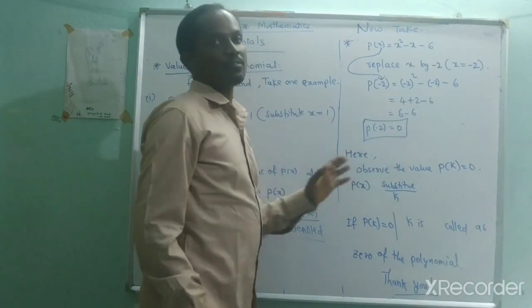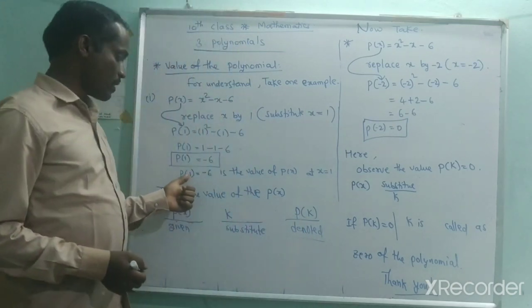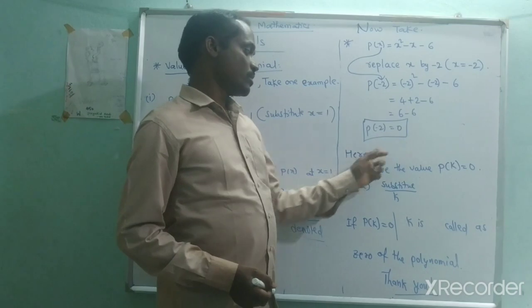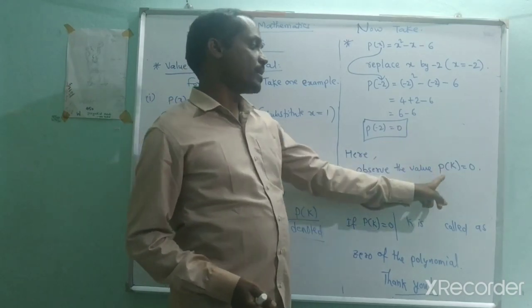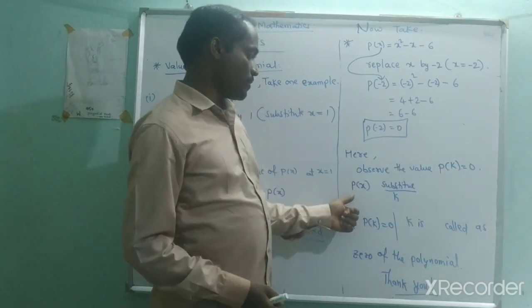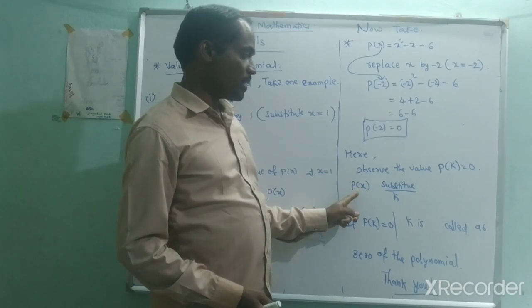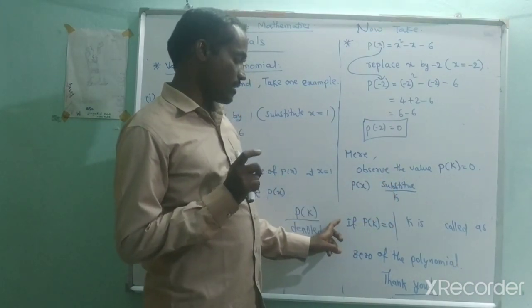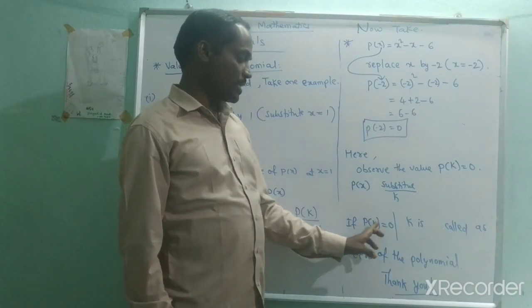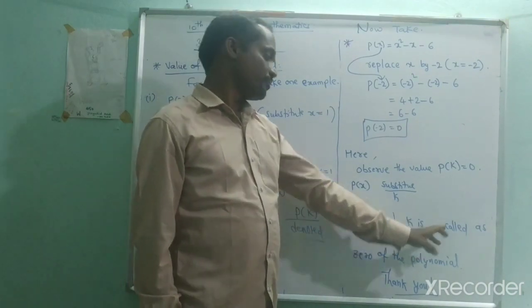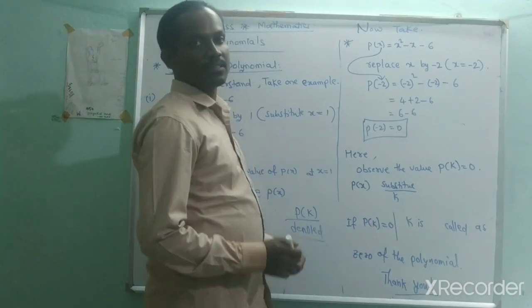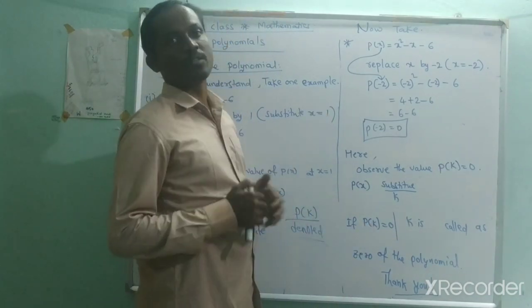So here we observe one thing. Here the p of 1 value is minus 6, but here p of minus 2 is equal to 0. So we observe that p of k is equal to 0. For the given polynomial p of x, with substituting value k, if p of k is equal to 0, then k is called a zero of the polynomial. So this is the concept about the zero of the polynomial today.